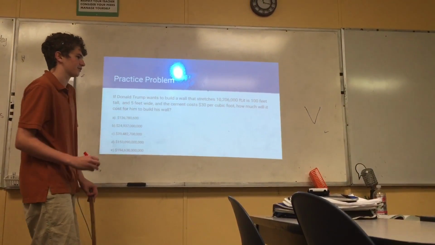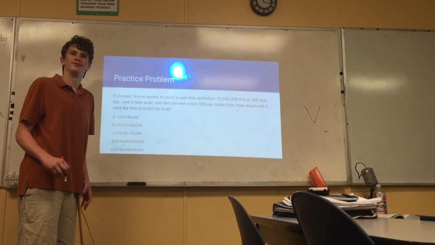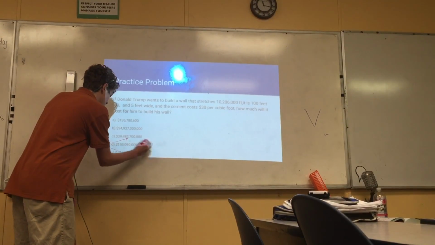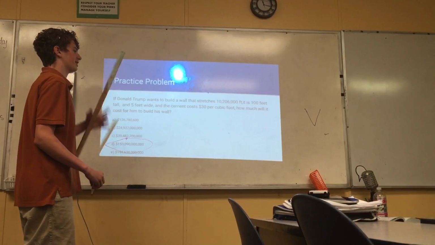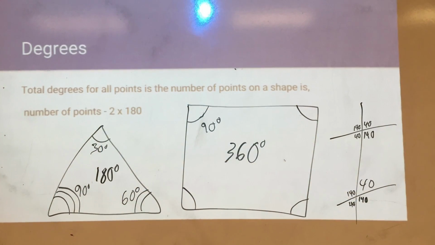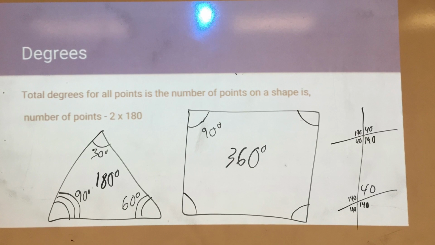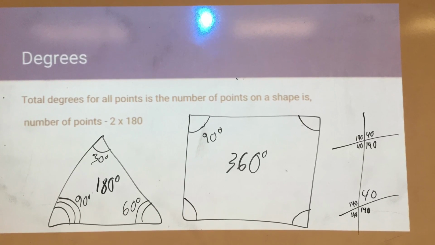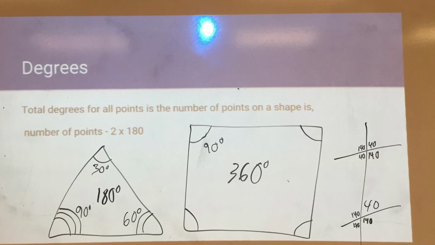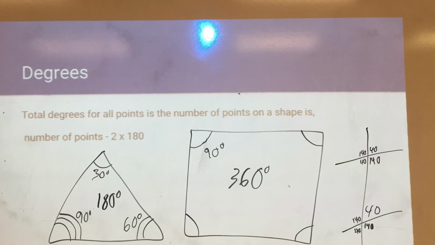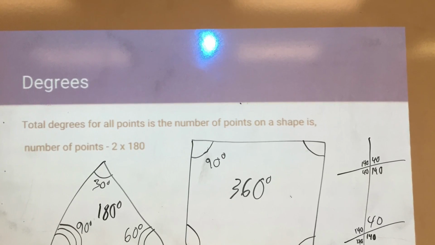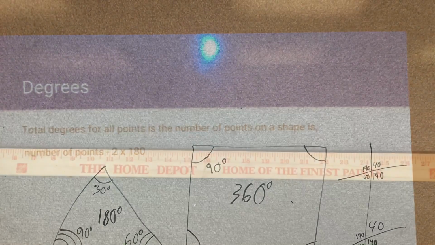Okay, class, so after giving you a little bit of time, not that much though, if you selected D, you would be correct. The reason why we got D, all you had to do is multiply the 4 numbers in the word problem. So now let's move on to the degrees section. To find the total number of degrees in a shape, you take the total number of points, subtract 2, and multiply by 180. When lines are intersecting, the insides are opposite, and opposite sides are the same.